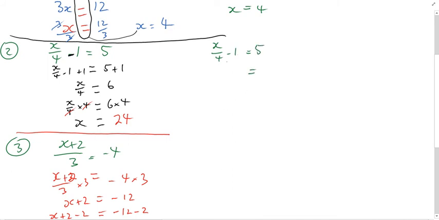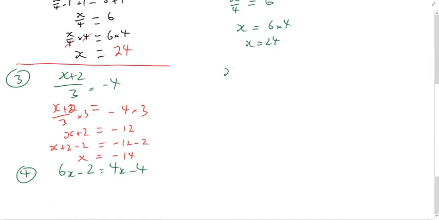Okay, I need to minus the opposite of minus 1, plus 1, 6. Opposite of divide by 4, times by 4. This one, x plus 2 on 3 equals minus 4. I times by 3, oops, is minus 12, and minus 2.